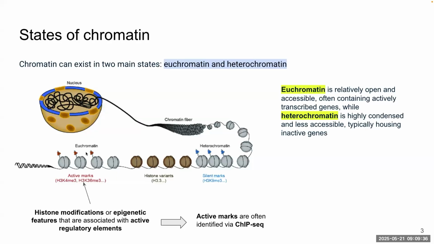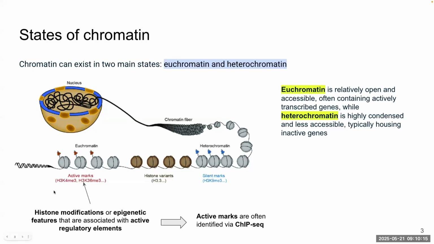The first one is relatively open, as you can see here, a region that is open and accessible for the transposase enzyme to measure these in absorbed fragments, and this contains actively transcribed genes. While in this other state, the chromatin is highly condensed, so as you can see, it is closed and not as accessible as the other state. So typically, we see inactive genes here.